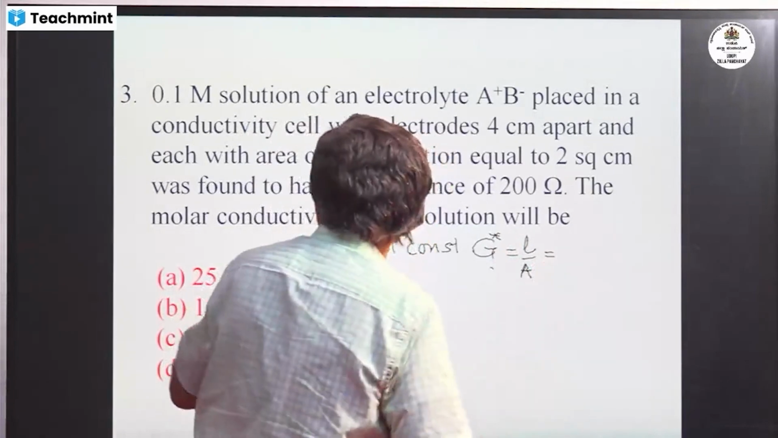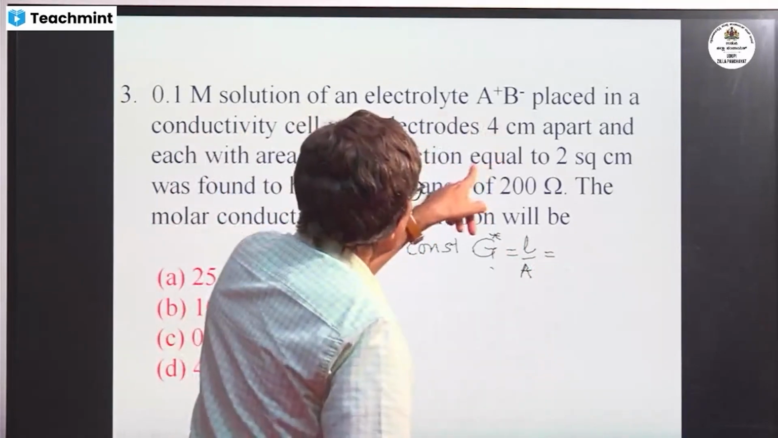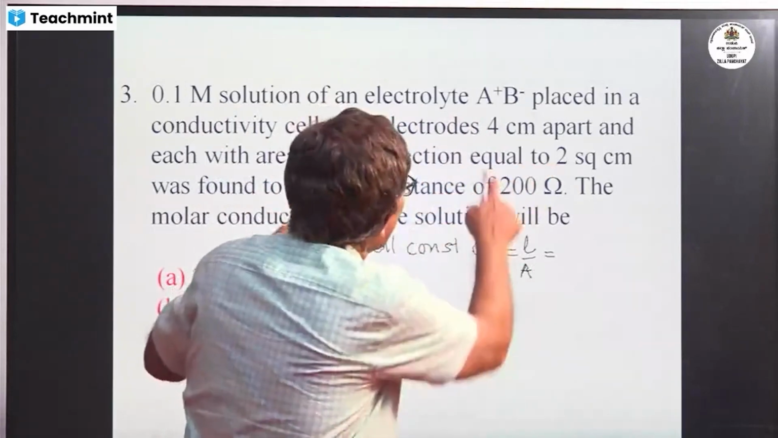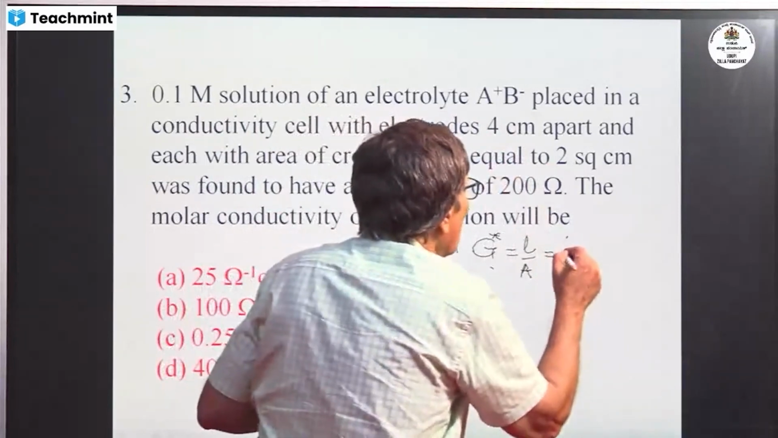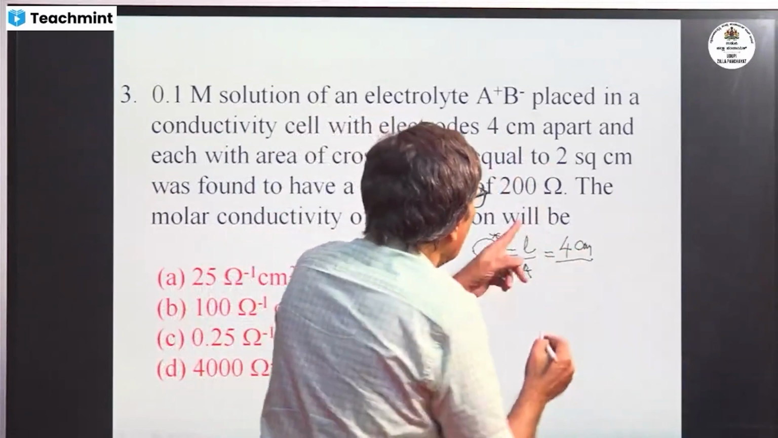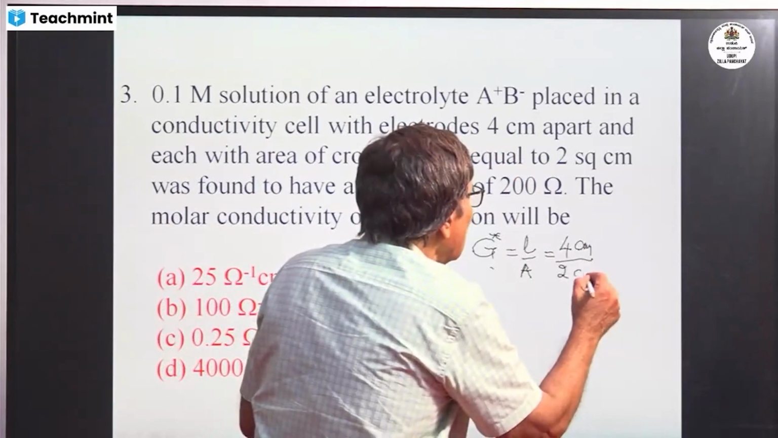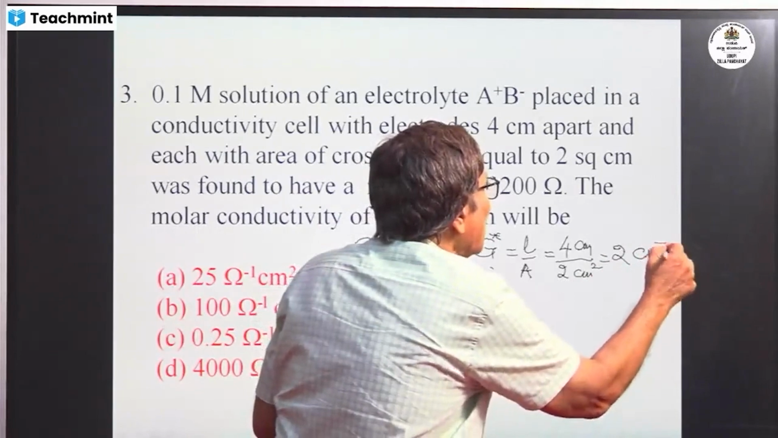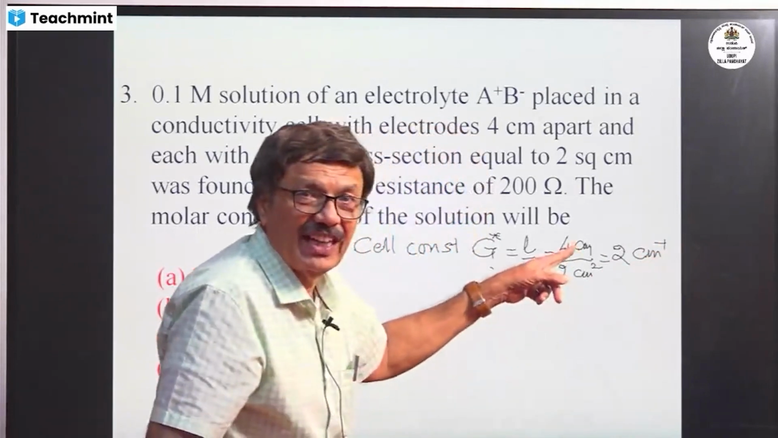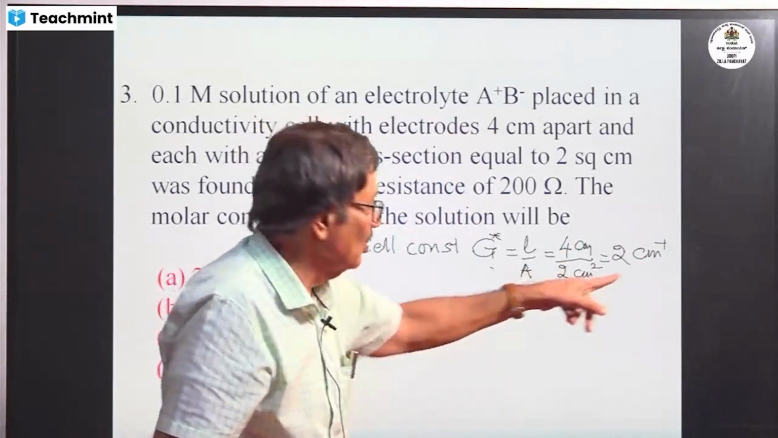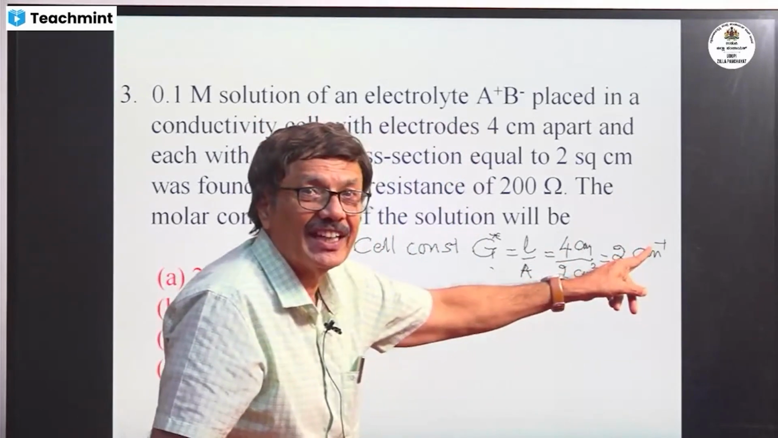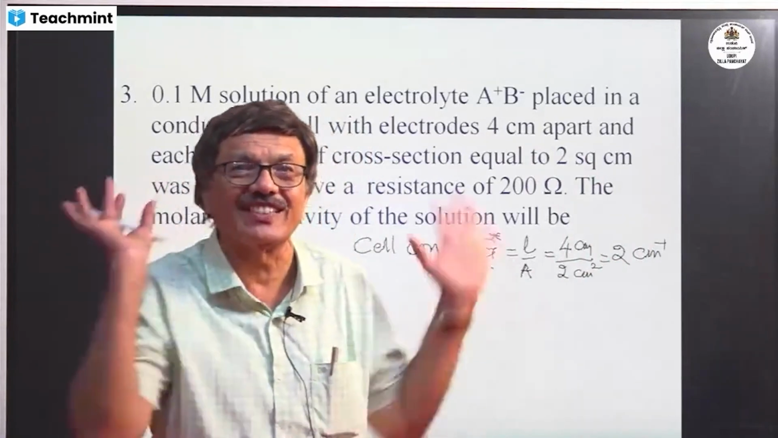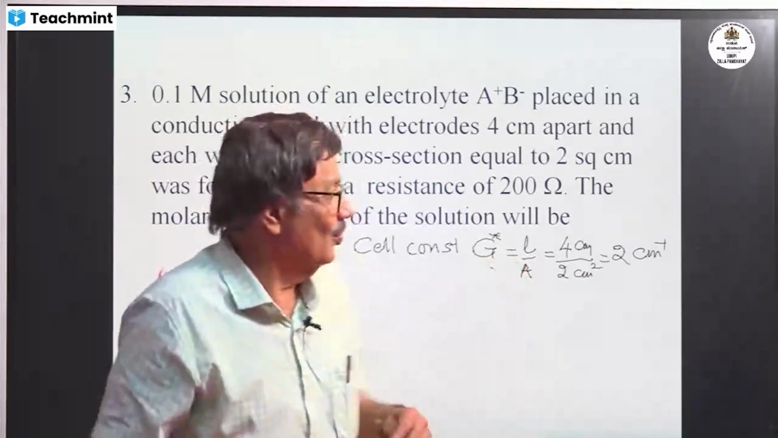See the question now. Each with area of cross section equal to 2 square centimeter, and the distance is 4 centimeter. So it will be 2 per centimeter, because centimeter is in the numerator and centimeter square is in the denominator. So what you are getting is 2 per centimeter. This is the cell constant. For that conductivity cell, the cell constant is fixed. It will not change.